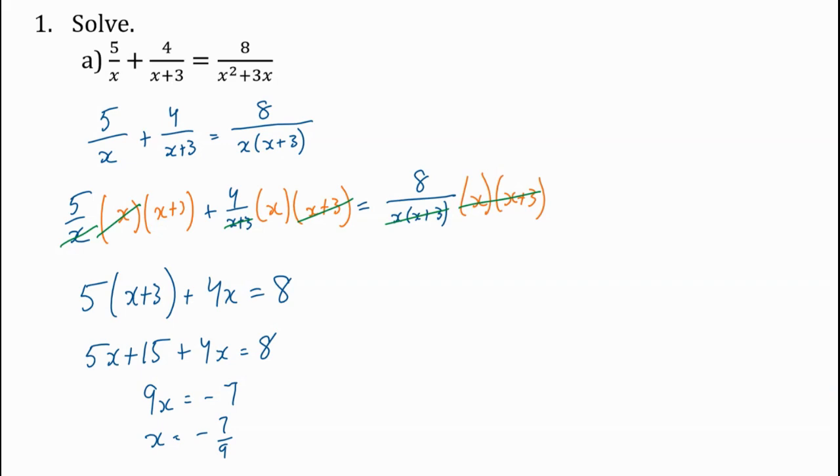Anybody remember the last thing that we have to think about here? Again, you can get extraneous answers. In these questions, you have to think about restrictions and make sure that your answers do actually work and don't make any of your denominators 0.